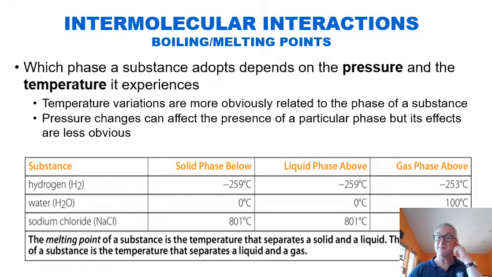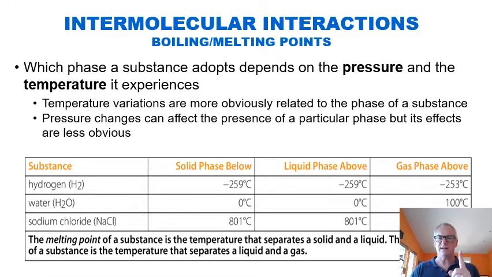Whatever phase a substance will take up depends on two things: what kind of pressure is being exerted on it, and what kind of temperature it experiences. Now, temperature changes. We know that basically at 0 degrees, everything becomes a solid because all molecules stop moving entirely. And when the molecules aren't moving at all, you've got a solid.